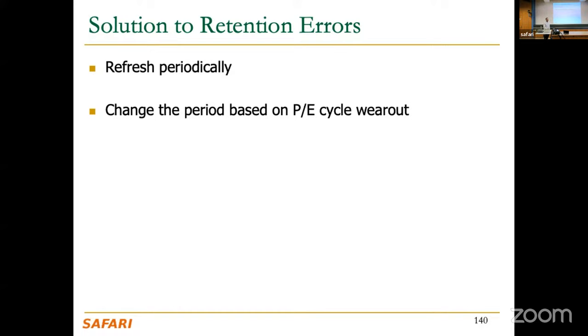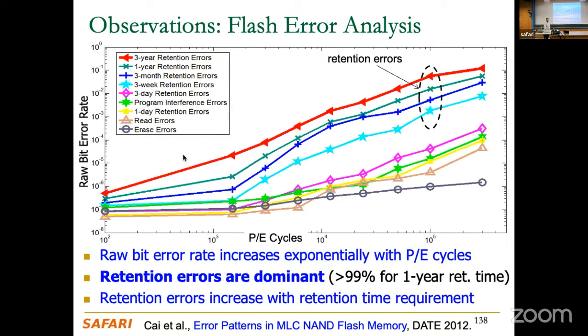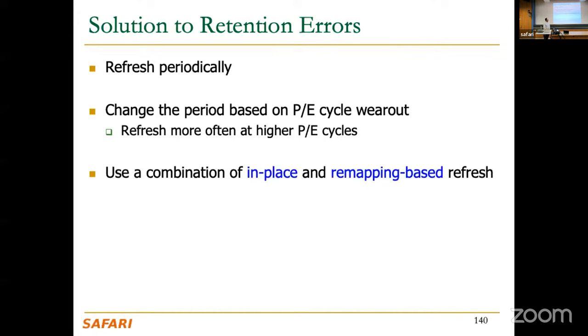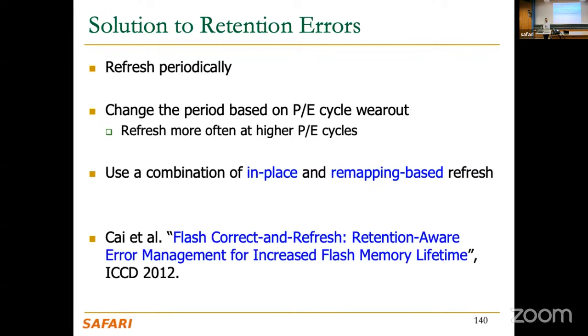If you look at this plot, your error rate is quite low here, whereas as your program erase cycle increases, it increases, right? So maybe in early times of data, you don't have to refresh it very frequently, but you can refresh it more frequently as the program erase cycle wears out. You need to refresh more often at higher PE cycles, of course. And so you can use a combination of in-place and remapping-based refresh that are, I guess, not obvious at this point, but will be obvious with the more detailed lectures on NAND flash. So yeah, this is the full paper. Please go check that.